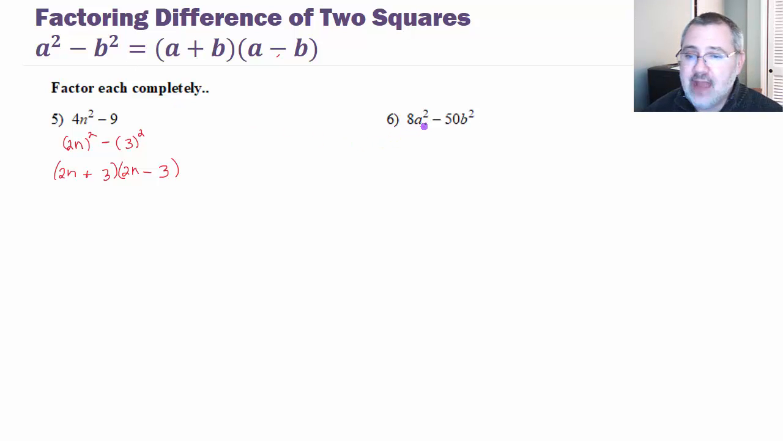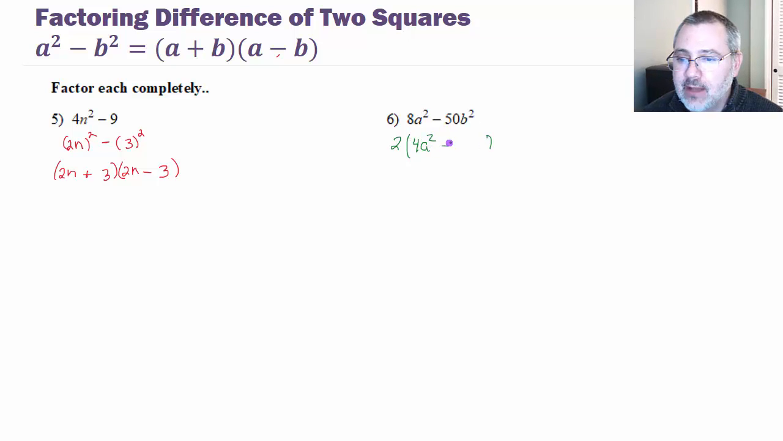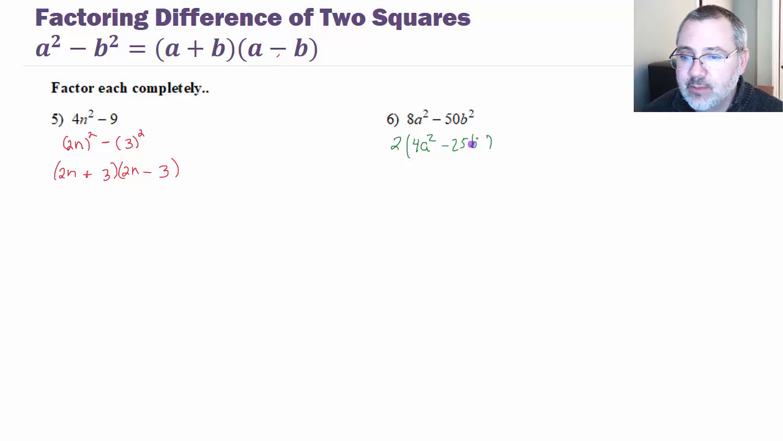We have 8a to the second minus 50b squared. I see two variables, but don't let more than one variable scare you. We're still going to look at the same thing. Is this a perfect square? Wait, no, it isn't. But, you know what we forgot to do? Is there any common factors? When I look at 8 and I look at 50, I know that 2 divides into both of those. So I'm going to factor out a 2 and get 2 times 4a squared minus 25b squared.